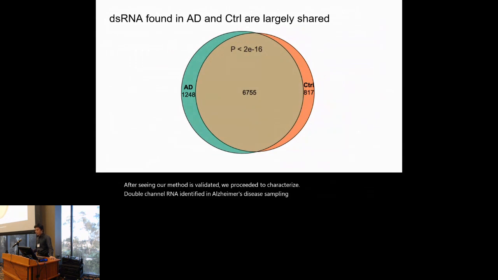After seeing that our method is validated, we proceeded to characterize double-stranded RNA identified in Alzheimer's disease samples and control samples. We found that a lot of double-stranded RNAs are shared between AD and control. However, we found some specific double-stranded RNAs that only appear in AD samples and in control samples.